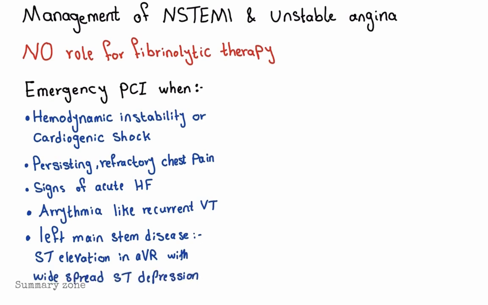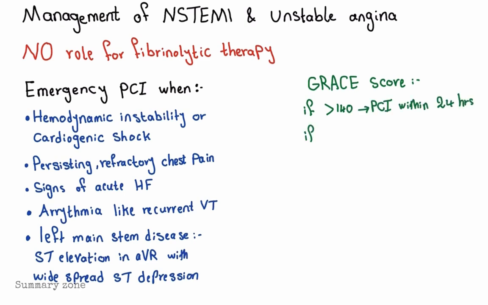For all other NSTEMI patients, we use a risk score, like the GRACE score, to guide timing. A high-risk score indicates that PCI should be done within 24 hours. A lower risk score means PCI can be safely performed within 72 hours.